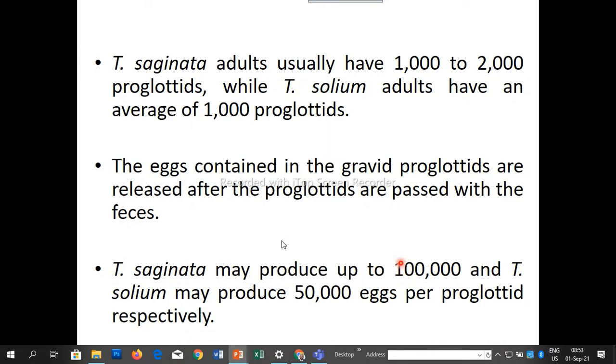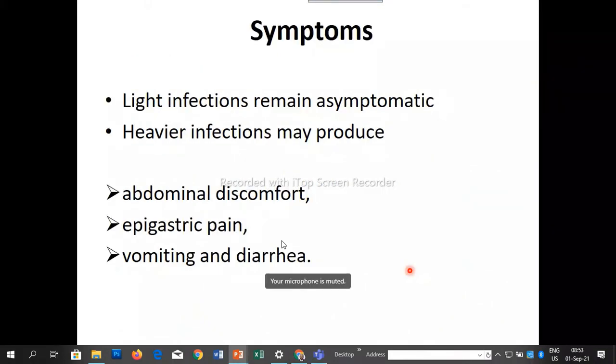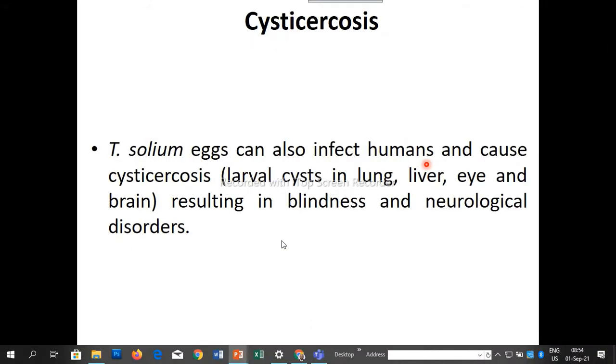Taenia saginata has 200 million eggs. That's how infection is spread easily, because those parasites have many potential eggs to release in the environment. Infection may remain asymptomatic, and you can have some symptoms once it is very heavy, like abdominal discomfort, epigastric pain, gas, vomiting, and diarrhea. That was general for Taenia solium and Taenia saginata.